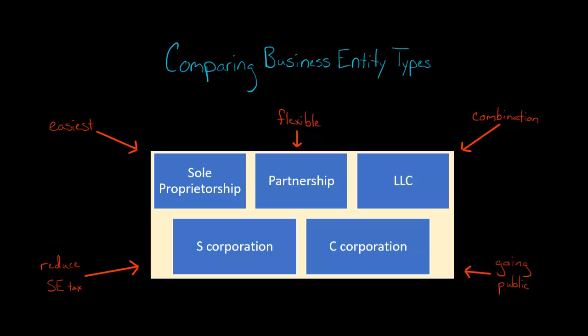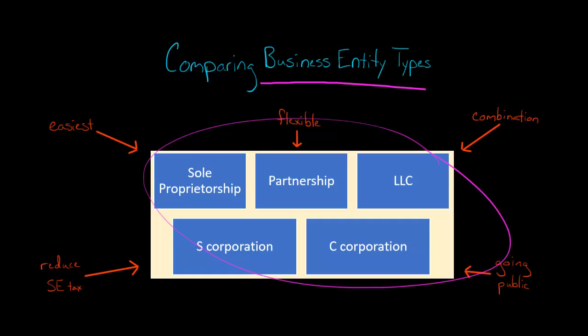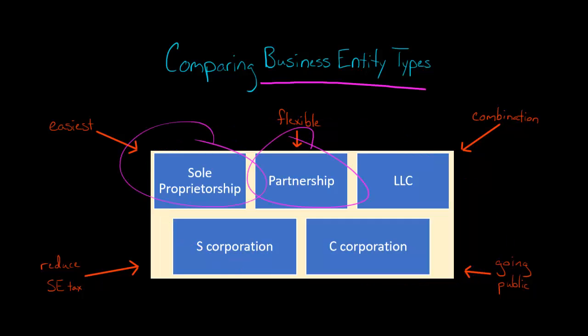In this video, I'm going to compare the different business entity types that you can choose from in the United States. So let me just give you a quick overview and then I'll go through each of these in more detail. So the sole proprietorship is really the easiest if you just have one person trying to start a company. They don't want to incorporate or create an LLC.